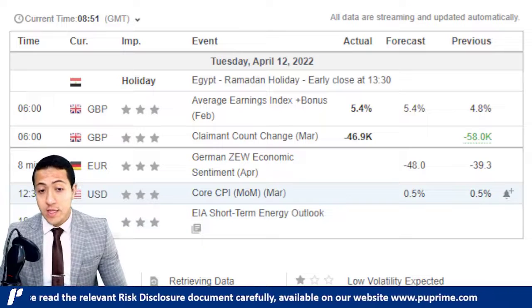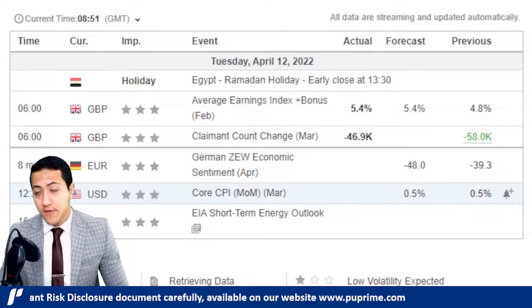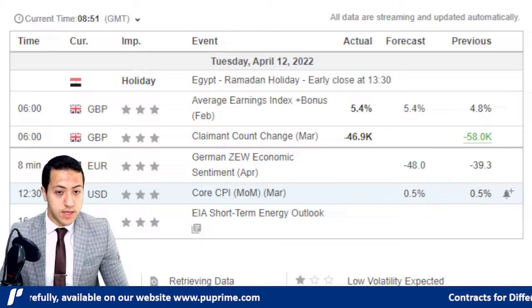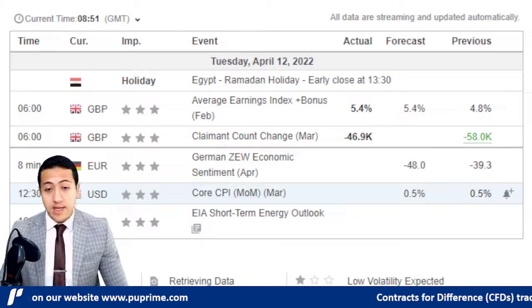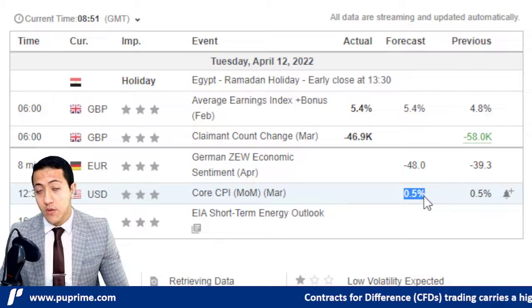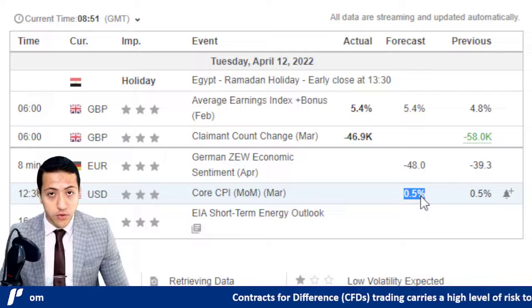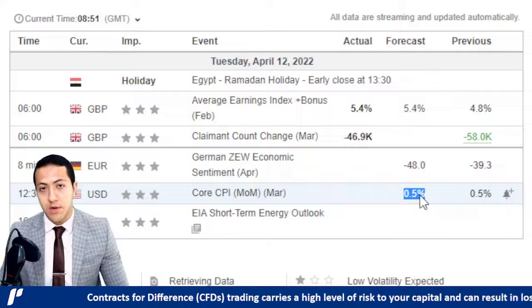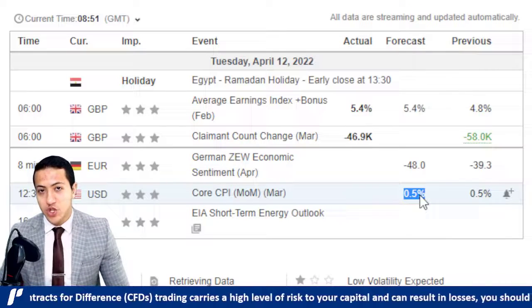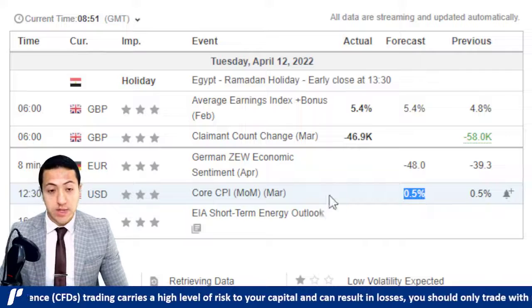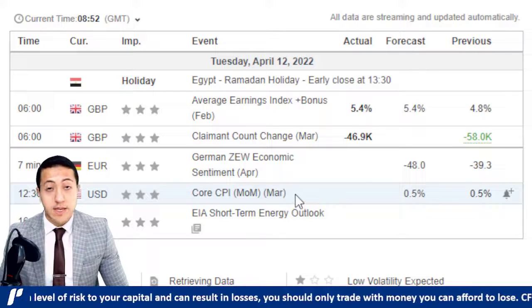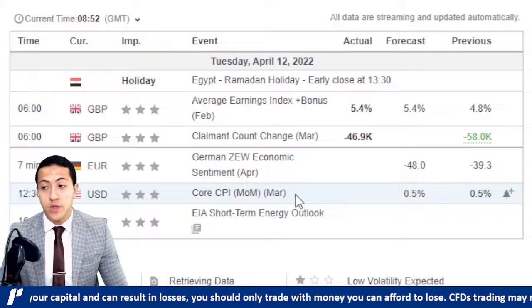As well as today, we will be having the key inflation numbers from the US economy regarding the core consumer price index for the month of March. Basically, the forecast is around 0.5% month over month. However, I personally expect that we might see this number just around 0.6, which would be higher than expected. This is an economic release that is expected to drive higher than usual volatility in the market.